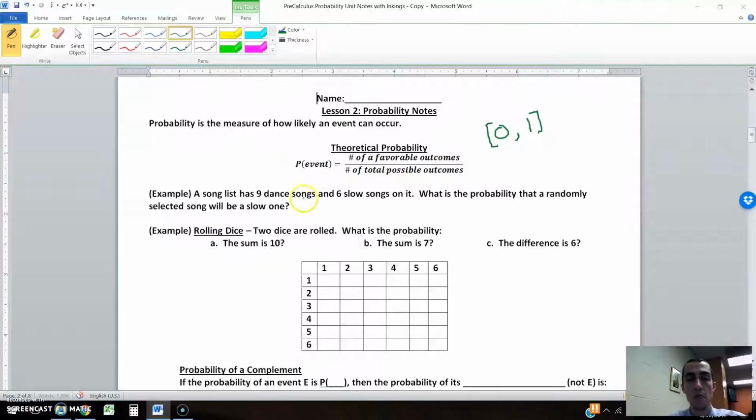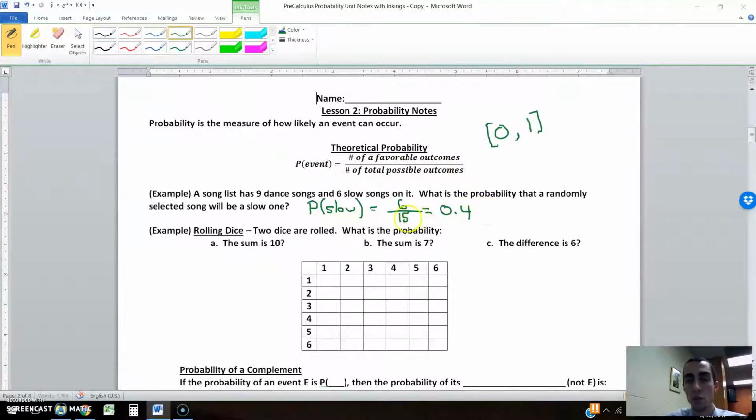So for this first example, the song list has 9 dance songs and 6 slow songs. What's the probability that a randomly selected song will be a slow one? So for this, we would call this P of slow, the probability of a slow song. And so the number of favorable outcomes would be 6 for slow songs, and then total would be the total number of songs, which would be 9 plus 6, or 15. 6 divided by 15 is 0.4, and that number falls between 0 and 1.